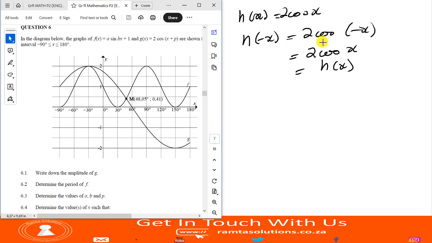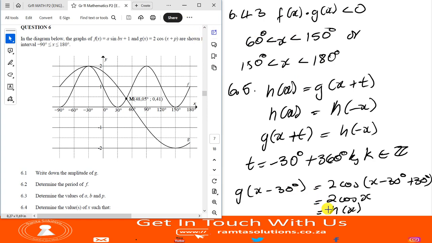Okay, so when your function shifts to the right by 30 degrees, this is what you will be getting. So I have shown you without even drawing a graph. Okay, happy? So your answer is here. T is equal to negative 30 degrees plus 360 degrees k, where k is an element of an integer. Remember, the reason I'm using 360 degrees k is because g, its period is 360 degrees. As you can see, its period is 360 degrees. How do we know that? Because its coefficient is 1.